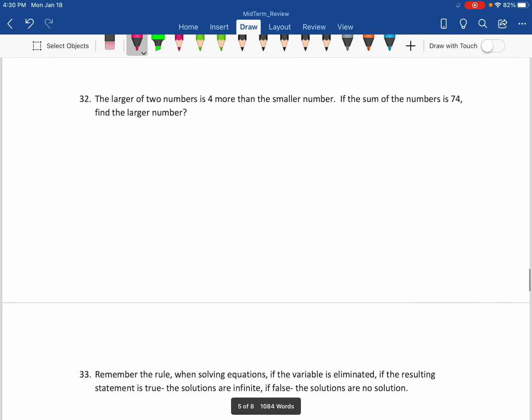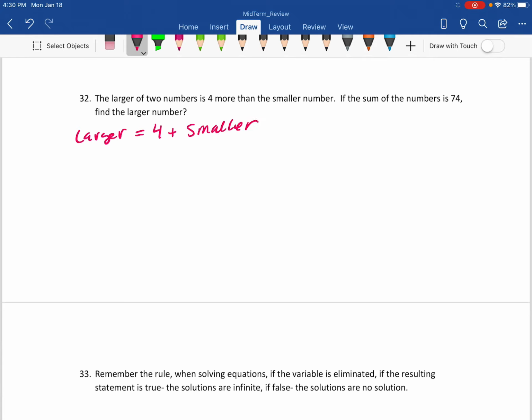Number 32, the easiest way to handle this one is actually using a system of equations. Think about what it's saying. It says the larger of two numbers is 4 more than the smaller number. So the larger is equal to 4 plus the smaller. Let x equal the larger number, and y equal the smaller number. That would give me the equation x is equal to 4 plus y.